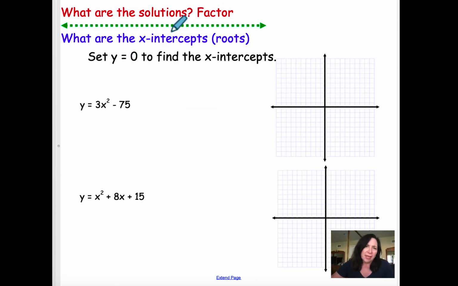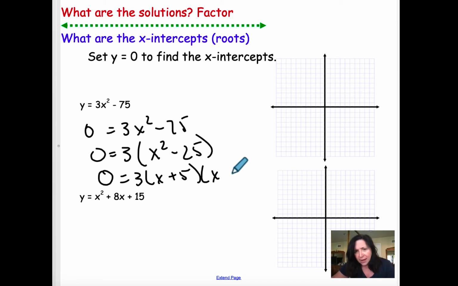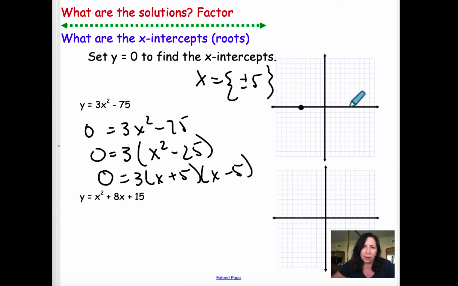For this one, find the x-intercepts. That's what we're looking for. We're going to set y equal to 0. We get 3x squared minus 75. We factor out the 3. We get x squared minus 25. And so we get 0 equals 3 times x plus 5 and x minus 5. So we split all these up and set them equal to 0. My two roots are going to be plus or minus 5, which means that I'll have a value here and a value here. And then way down here at negative 75, my graph will cross the y-axis, so I've got a y-intercept there.